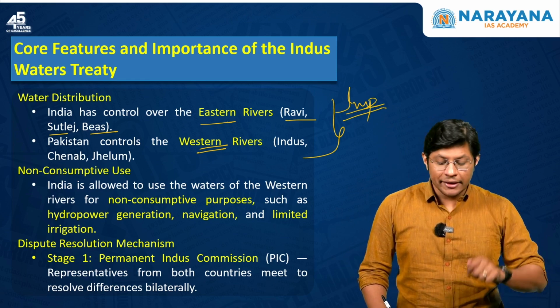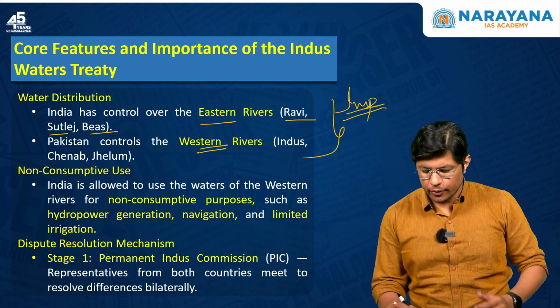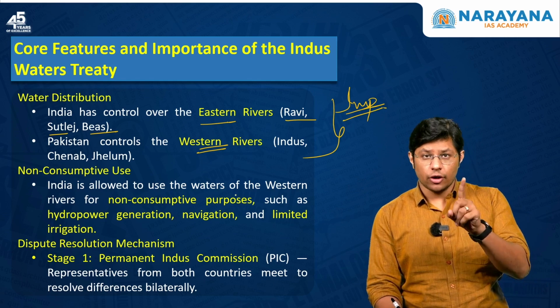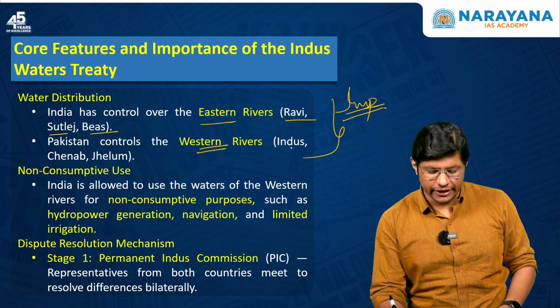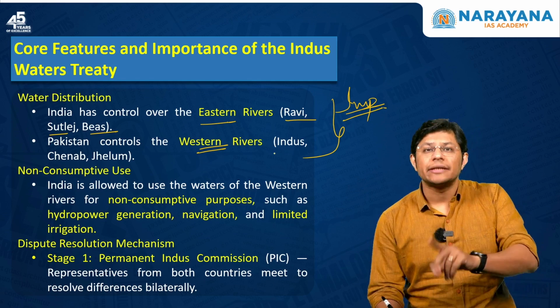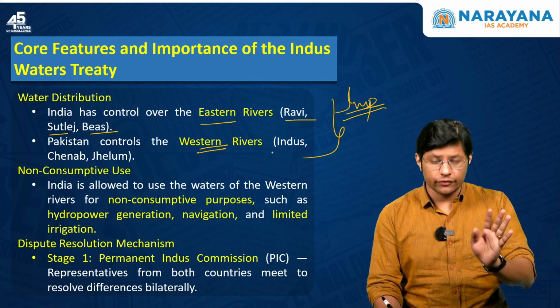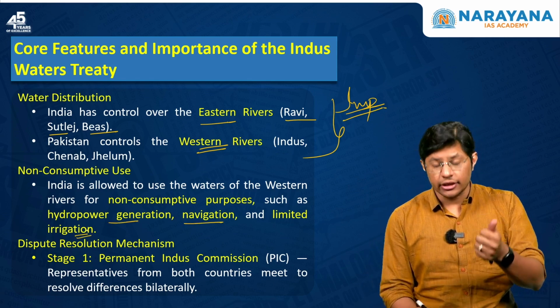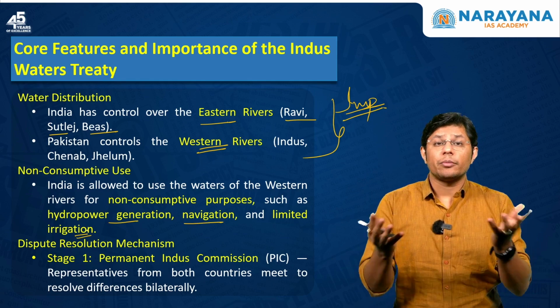Does that mean that India cannot use the water from the western rivers? No. India is allowed to use the waters of the western rivers, that is these three rivers, for non-consumptive purposes. That is, India can use this water for hydropower generation, navigation and irrigation. India cannot construct or build a dam.